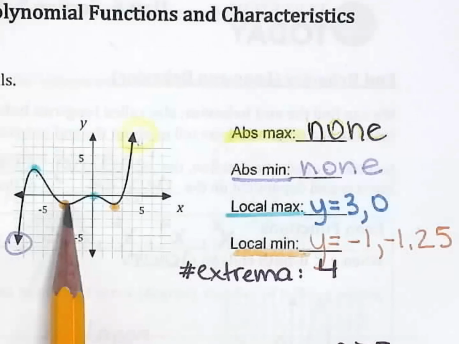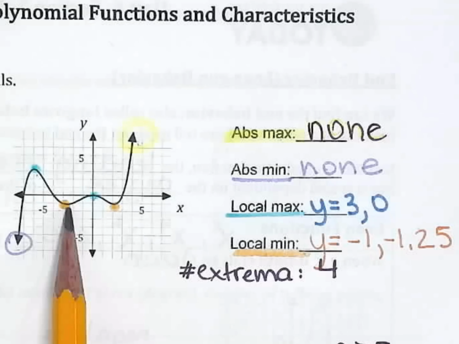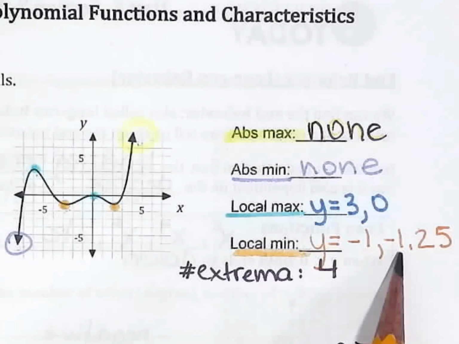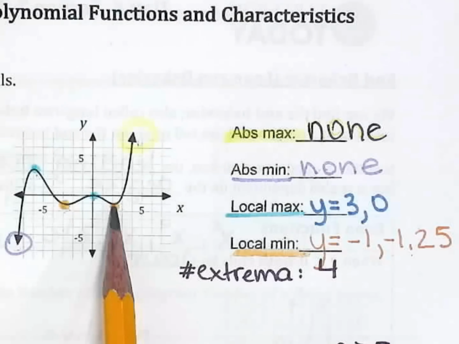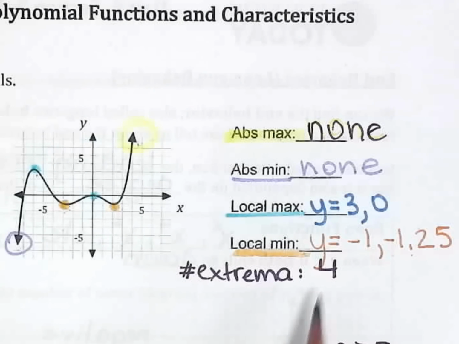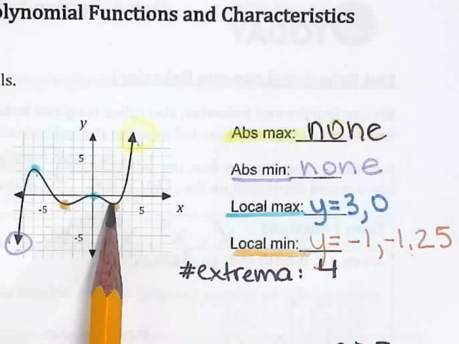The local minimum, we have these guys. This one seems to be a little bit lower than this guy. That's why we chose negative 1.25 or negative 1.2. But this one is right there at negative 1. And the number of extrema, we have 1, 2, 3, 4.